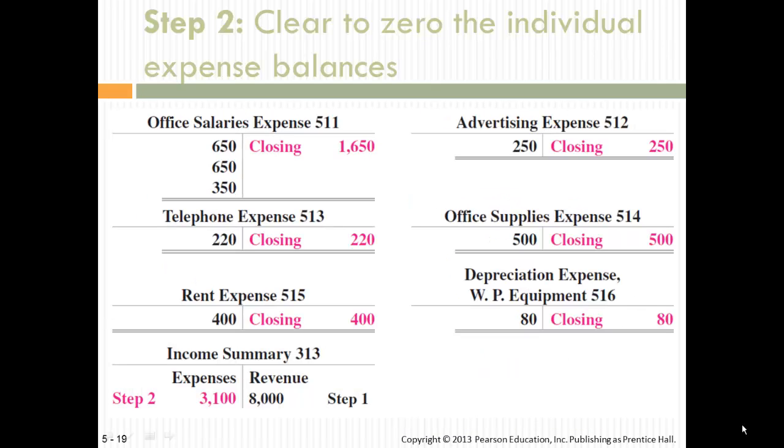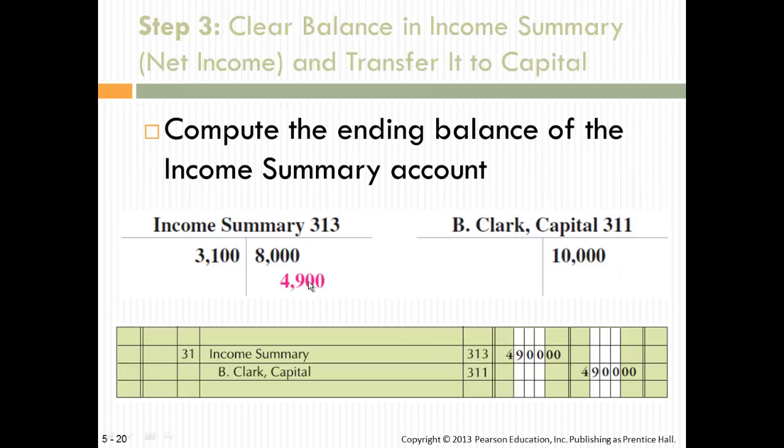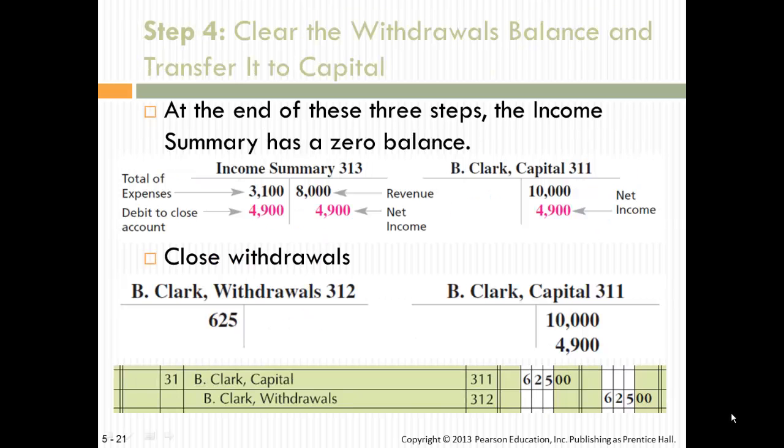Here's a visual of a T account. This is where T accounts are very helpful. Now you've got your revenue and your expense in your income summary, and your net here is your net income. There's the $4,900. It's going to go from income summary, and you're going to put it into capital. Then you're going to close your withdrawals through capital.